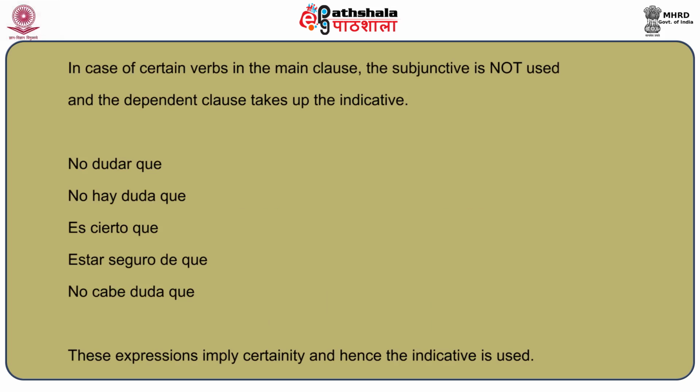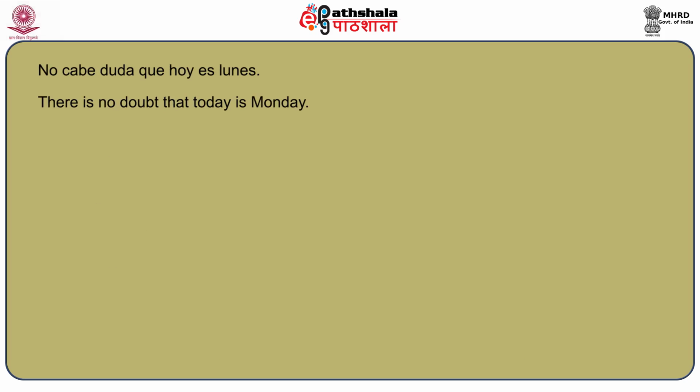In the case of certain verbs in the main clause, the subjunctive is not used and the dependent clause takes the indicative. Such examples are no dudar que, no hay duda que, es cierto que, estar seguro de que, no cabe duda que. These expressions imply certainty and hence the indicative is used. No cabe duda que hoy es lunes. There is no doubt that today is Monday.